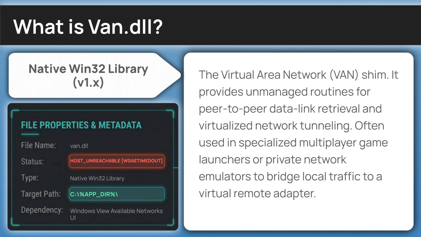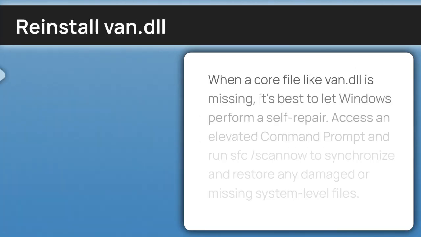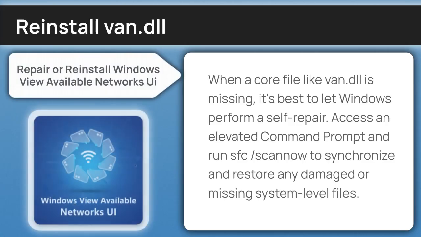Since we've identified what's missing, let's try the official recovery method. When a core file like Van Library DLL is missing, it's best to let Windows perform a self-repair. Access an elevated command prompt and run sfc /scannow to synchronize and restore any damaged or missing system-level files.